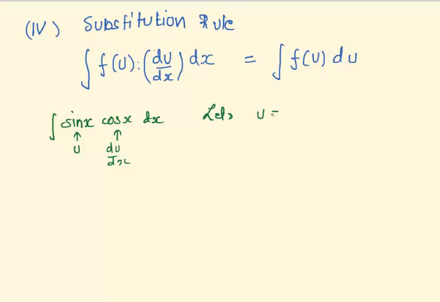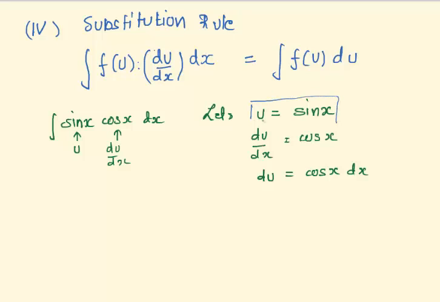Let u be sin x, then du by dx will be cos x. Then you cross multiply, and you will get du is equal to cos x dx. If you look clearly, you will observe that I can substitute sin x with u, and I can substitute cos x dx with du.